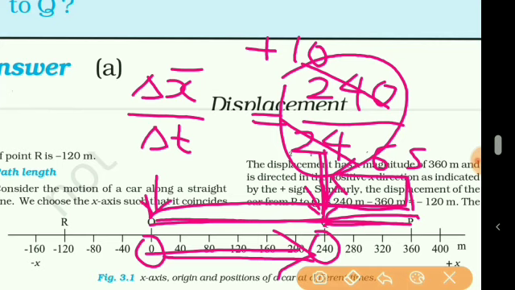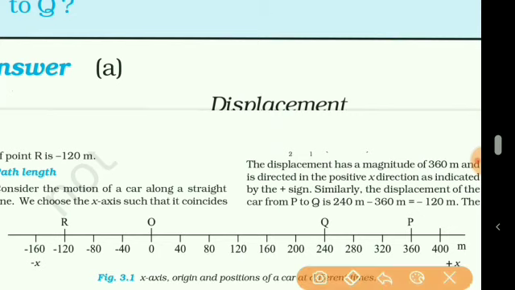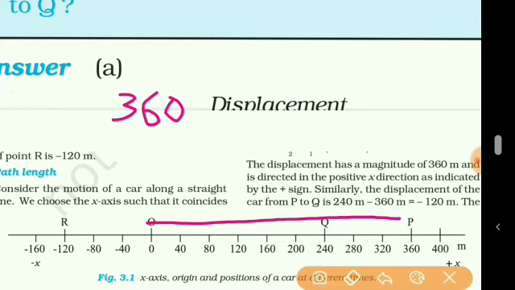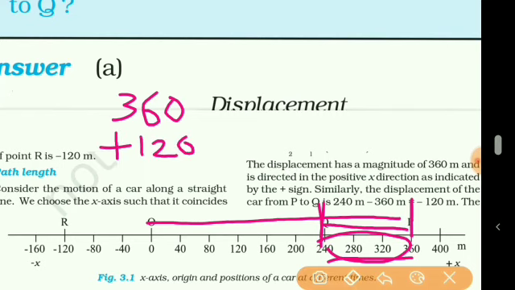Now about average speed. For speed, we know that the entire path is to be considered. That is from O to P, that is 360. Then from P to Q, how much is it? It is this much, and that difference you can say is 40 plus 40 plus 40, that is 120. So 360 plus 120, and that is nothing but 480.